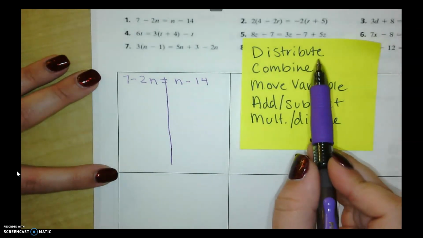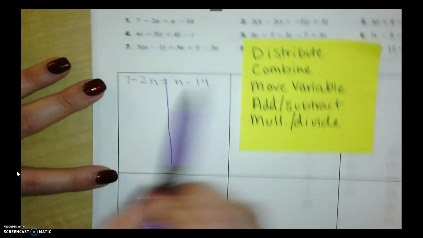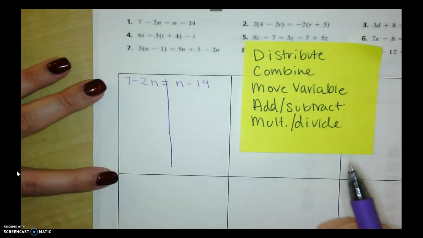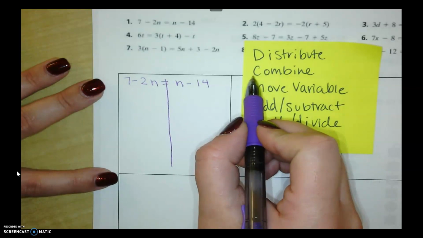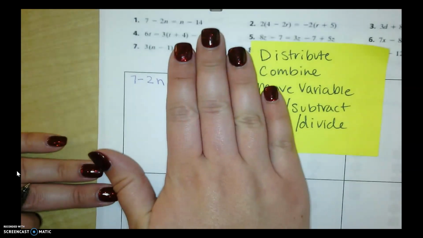Now I'm going to look to see if there's any distribution. Remember, distribution looks like parentheses. I don't see any parentheses, so we're good to go. Moving on. Next, I'm going to look for combining like terms. Remember, that's where we're looking just at one side.